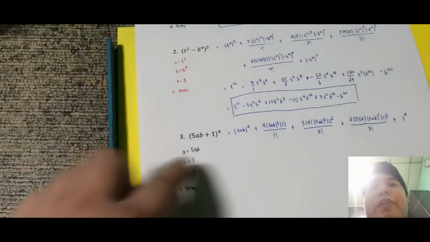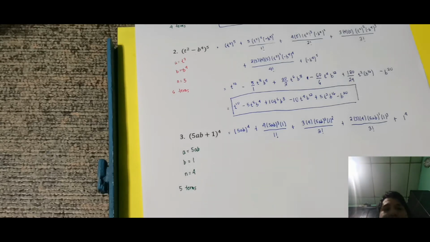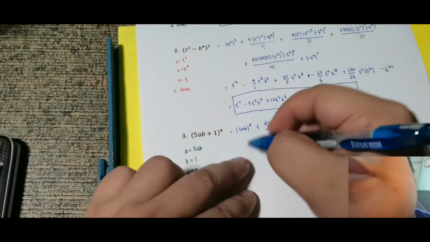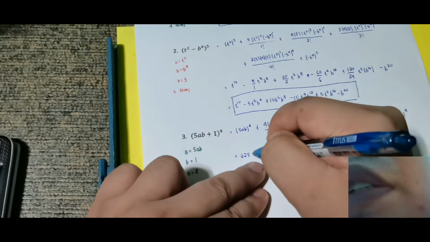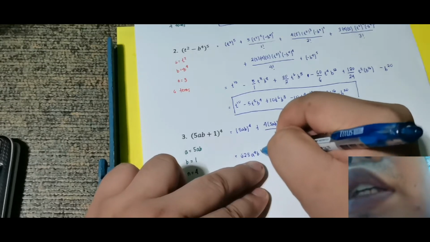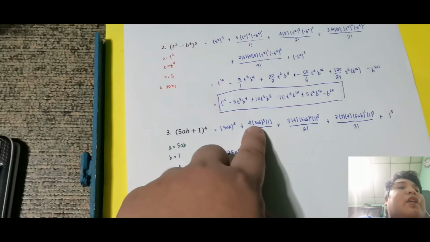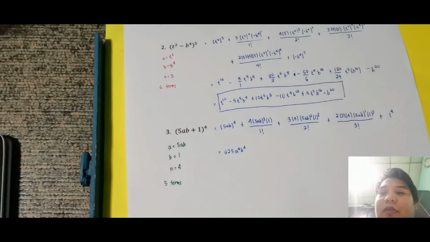Okay, then simplify further. So 5 raised to 4, how much is that? Let me calculate that, that is 625. So this is 625 a raised to 4 b raised to 4. Then 4 times 125, right? 125 times 4, that's 500.